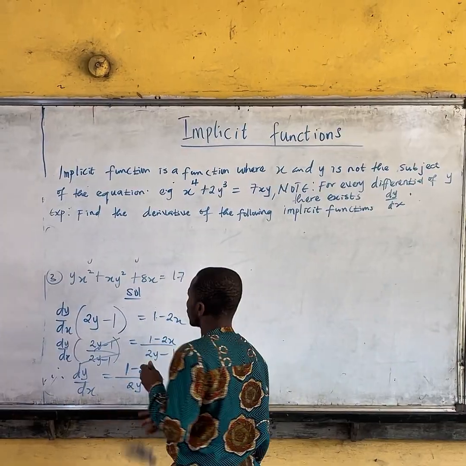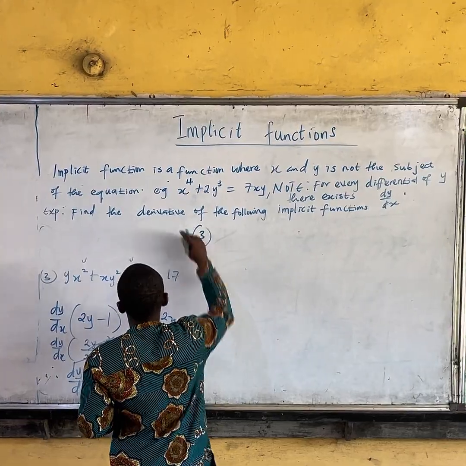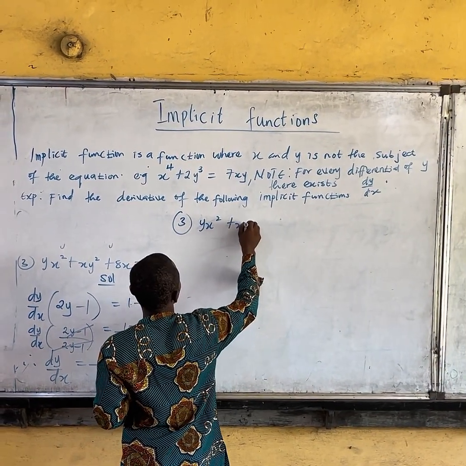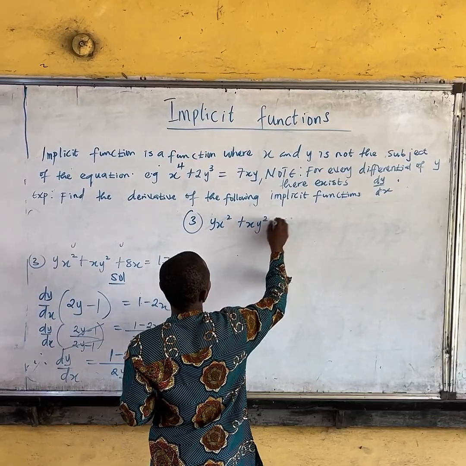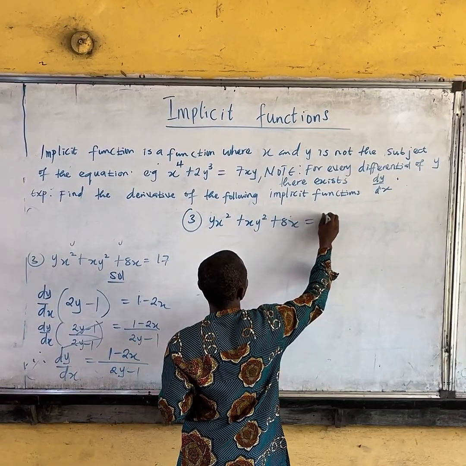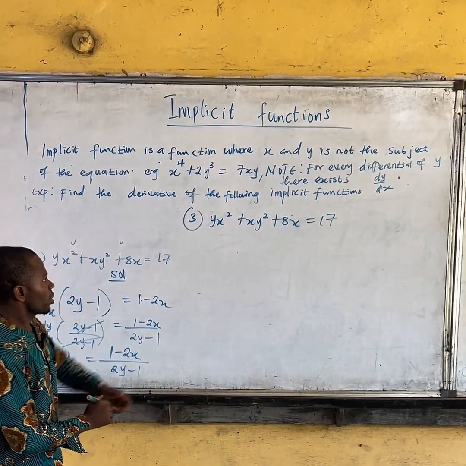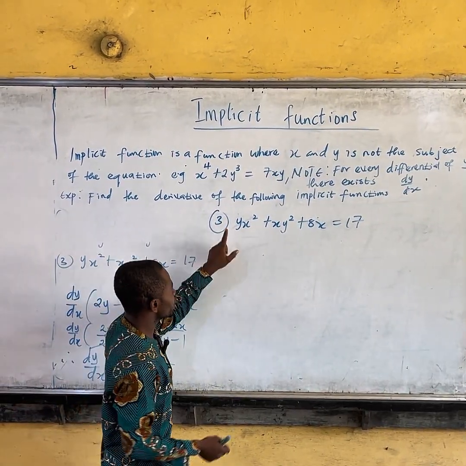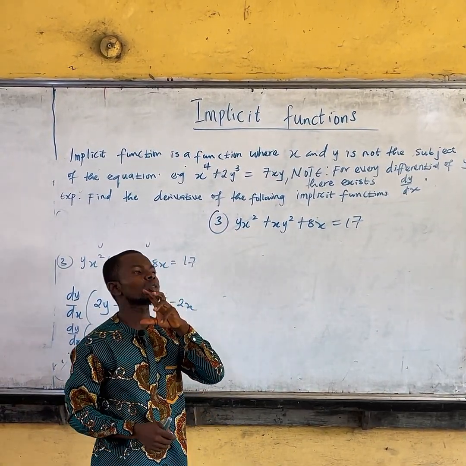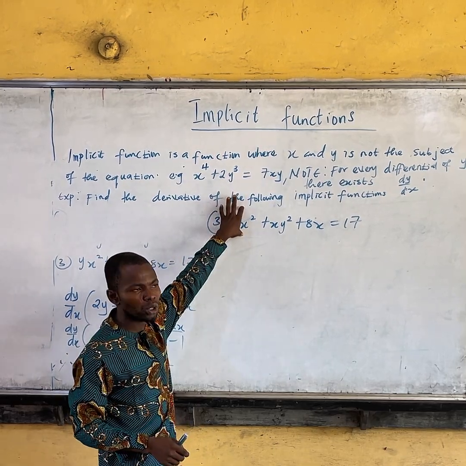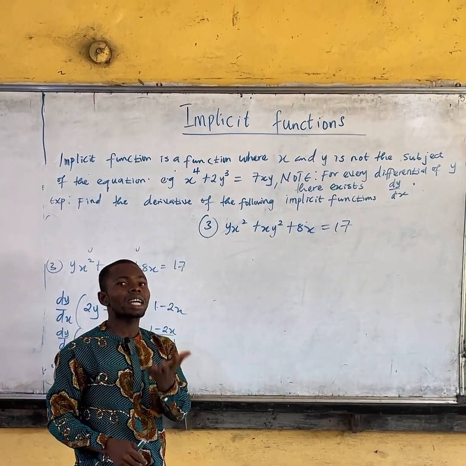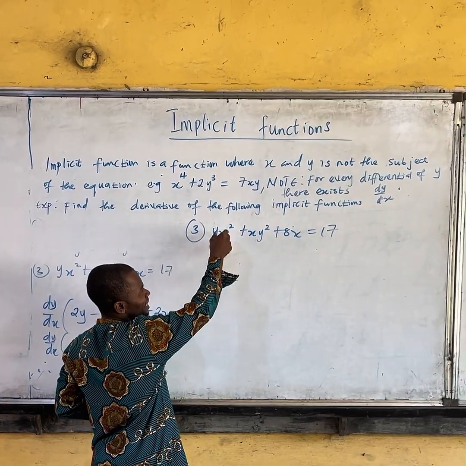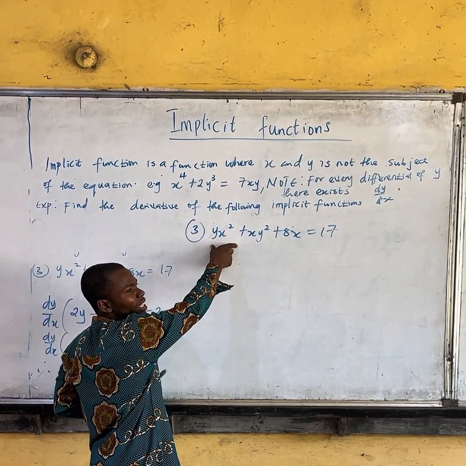Implicit. The last question, number 3. We are given that yx squared plus xy squared plus 8x equals 17. Now from here, if I want to solve this, the same pattern. But if you look at the nature, this one is yx squared, like product rule. So here we are using the principle of product rule, but it will now be partial derivative. There is x and y, so I will differentiate x and y here.